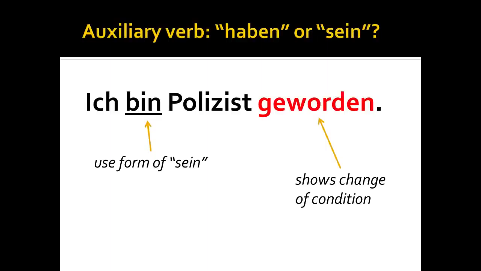Likewise, if the past participle or the verb shows a change of condition. Ich bin Polizist geworden. I became a police officer. One moment I was a college professor minding my own business, and the next one I became a police officer. It's a dramatic change of condition, right? So if I show change of condition, I too will use a form of the verb sein.